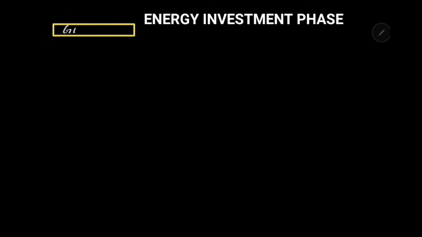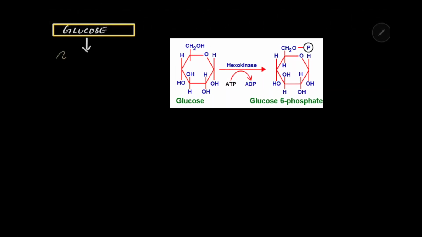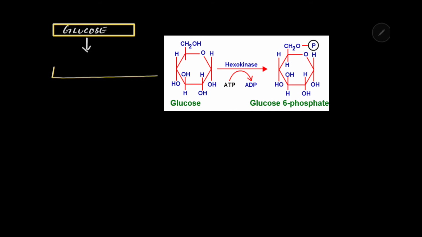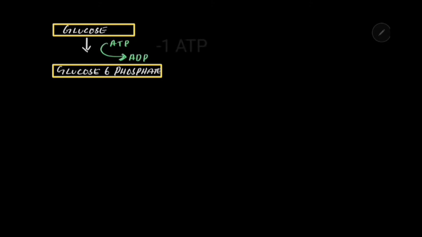During the energy investment phase, glucose molecule gets converted into glucose 6-phosphate. The phosphate group donor is ATP molecule, and this reaction takes place in the presence of an enzyme called hexokinase or glucokinase plus magnesium divalent ion. That means one ATP molecule is utilized.